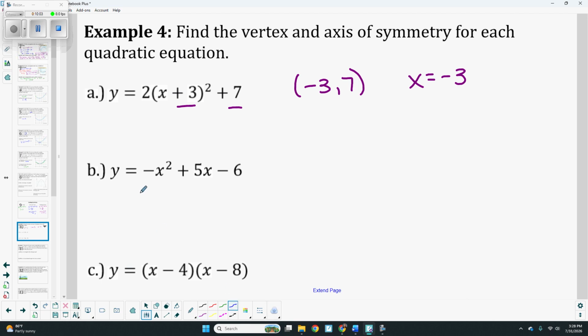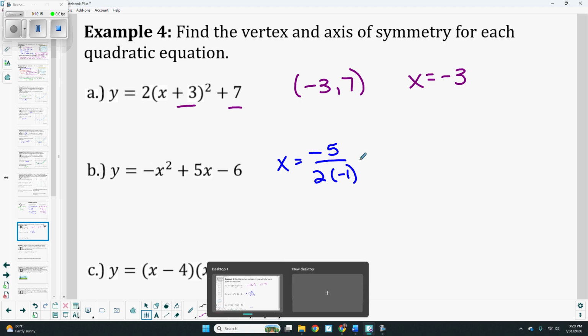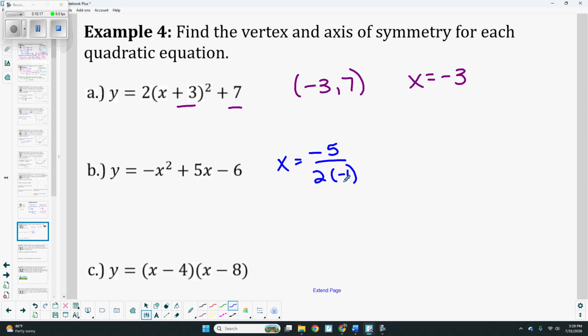For B, this is standard form. So standard form, we're going to take negative B over 2 times A. So this is going to be a positive 5/2. So our axis of symmetry is x equals 5/2 or 2.5. However you'd prefer to write that is fine.